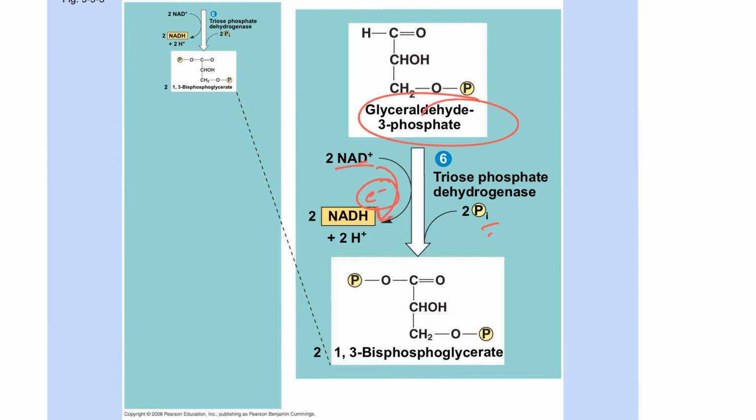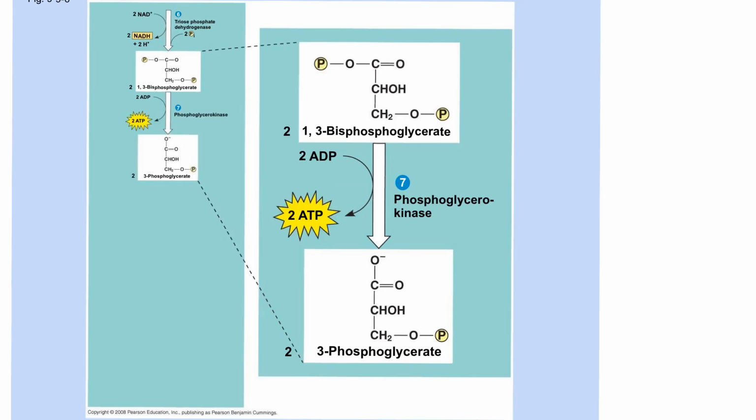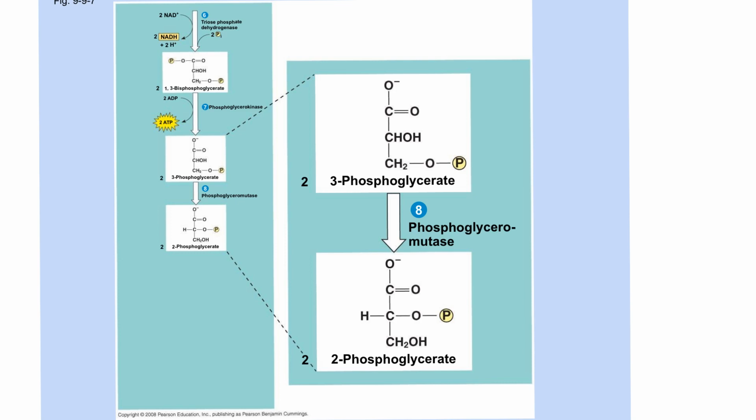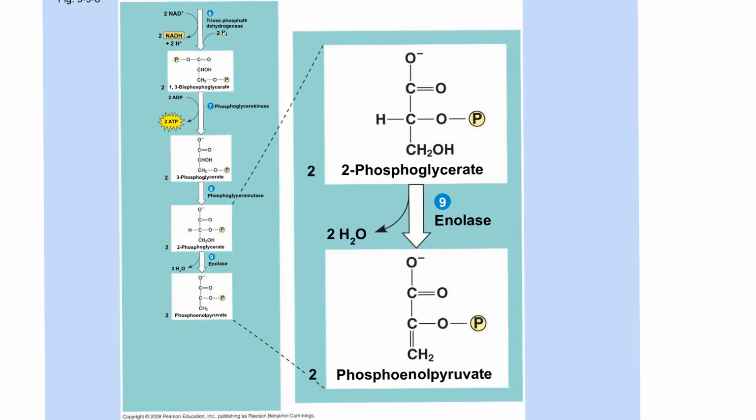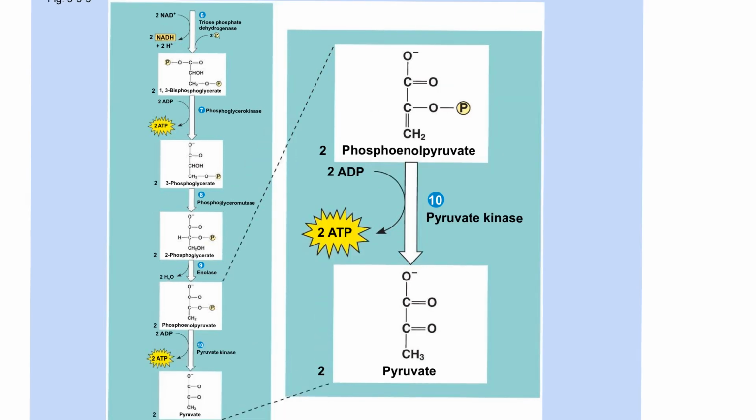And I've got some phosphates there that I'm going to plunk on there. And here's where I'm going to make some ATPs. I'm going to split off some of these molecules, and I'm going to make 2 ATPs, and some more shuttling, rearranging, and finally I'm going to end up making 2 more ATPs and a molecule called pyruvate.